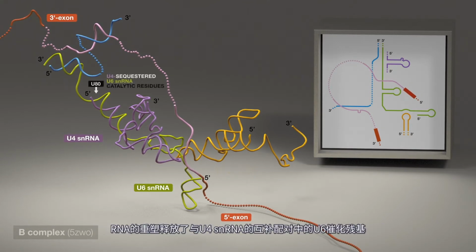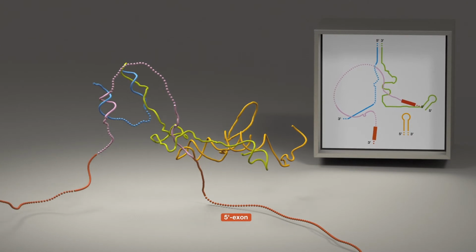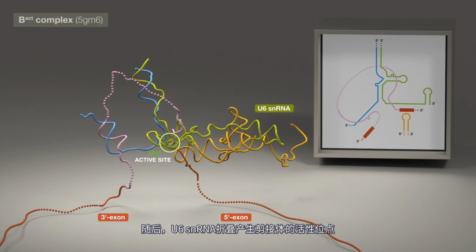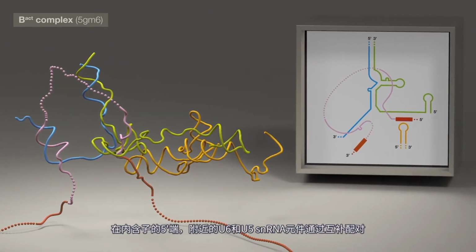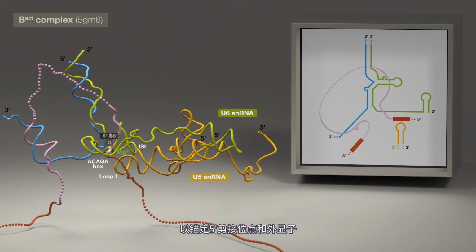RNA remodeling releases U6 catalytic residues from sequestration by U4 RNA involving dramatic B to Bact transition steps. Then, subsequent U6 RNA folding gives birth to the nascent active site. At the 5' end, nearby U6 and U5 RNA elements pair to anchor the 5' splice site and exon.